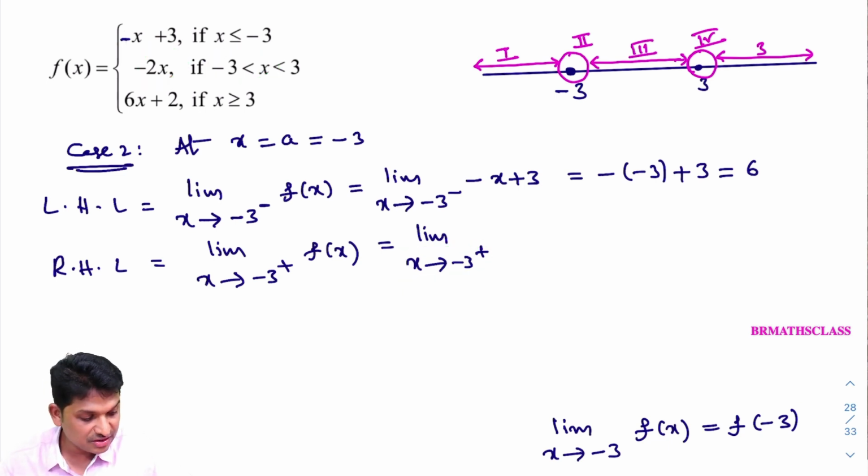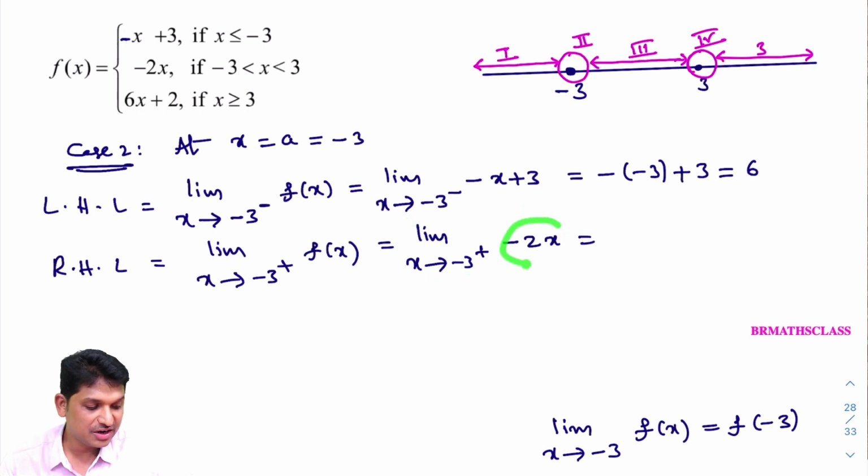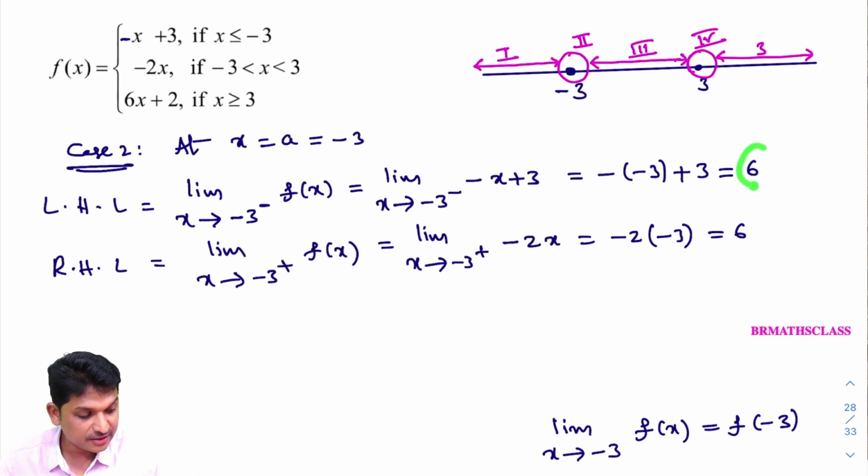So what is the function here? The function is minus 2x. Now I need to calculate this limit. To calculate this limit, we'll do by direct method. What is direct method? In the given function, wherever x is there, there I'll substitute minus 3. Then what you will get? Minus 2 into, what is x? In place of x, we'll write minus 3. That equals 6.